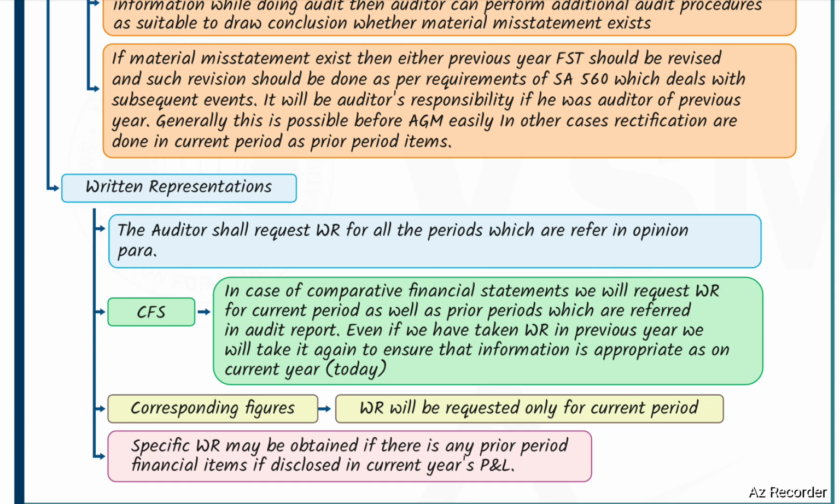It will be the auditor's responsibility if he was the auditor of the previous year. Generally, this is possible before the AGM easily. In other cases, rectifications are done in the current period as prior period items.